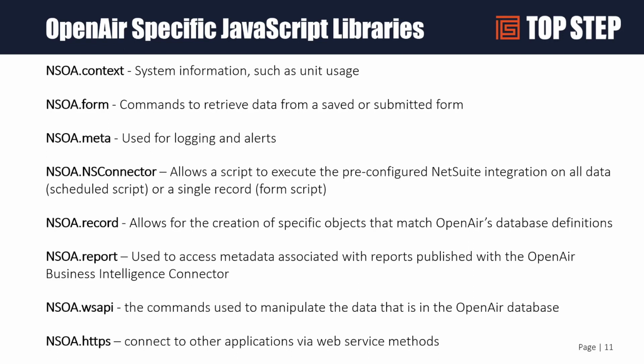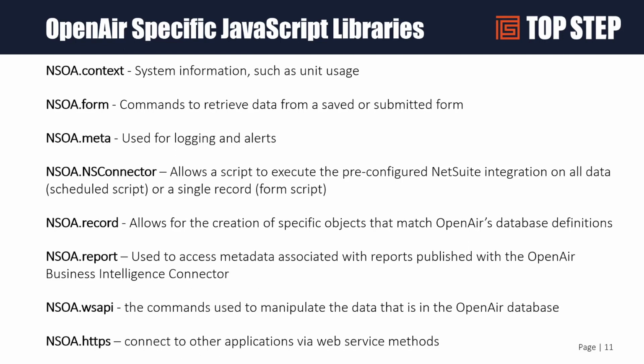NSOA.record. This is what you use when you want to create a record of a specific type, a user record, a project record. And by create, I'm not talking about necessarily creating one in the database, but you're creating one in the code that you can use then to read database records or write them or do whatever. You're given an object in the JavaScript code that matches the structure of that record from OpenAir.